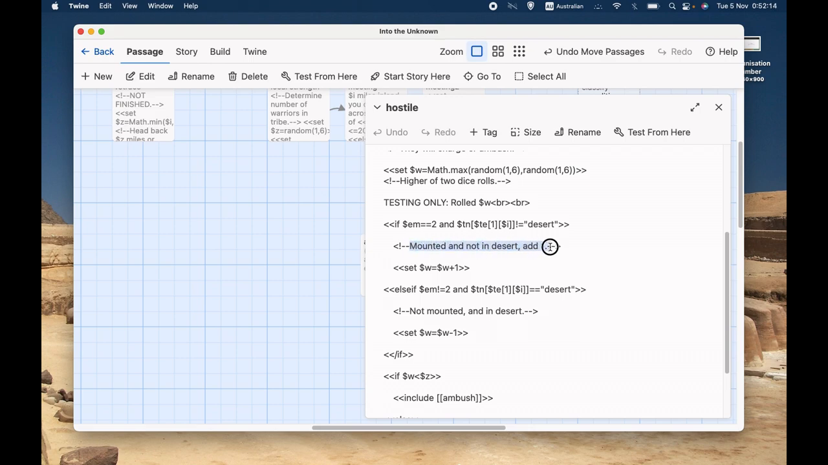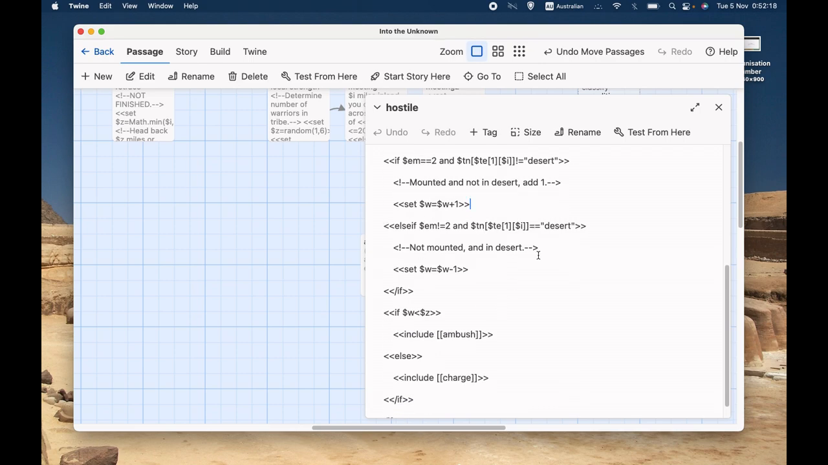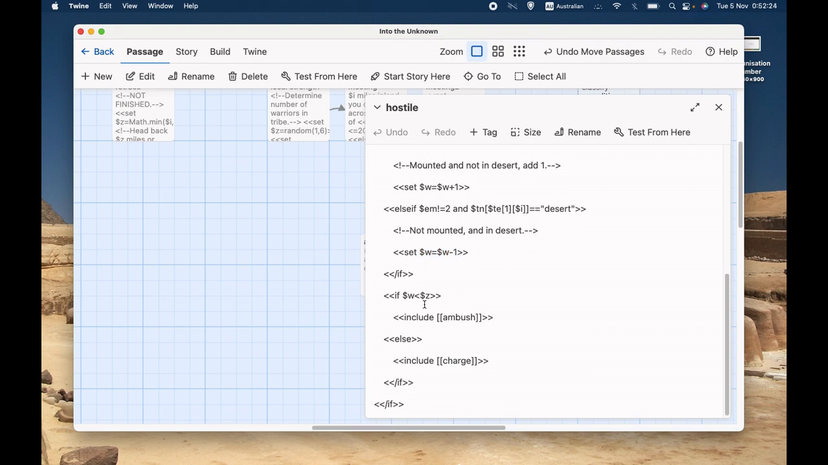If you're mounted and not in desert, you add 1, and if you are not mounted and in the desert, if you're walking on foot in the desert, then we reduce W by 1, making it easier for you to be ambushed. And then finally we say if W is less than Z, we include ambush. Else, so if W is greater than or equal to Z, we include charge.